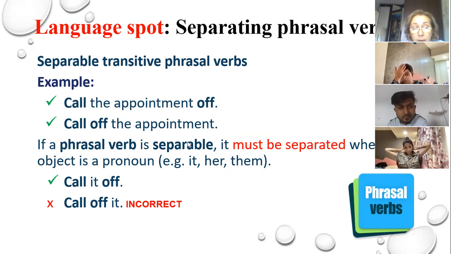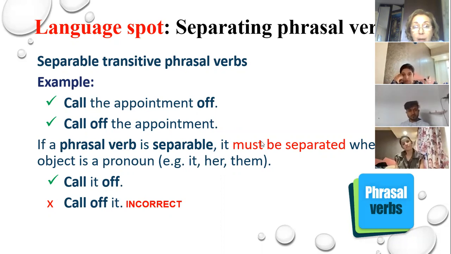This is correct. But if a phrasal verb is separable, it must be separated when its object is a pronoun. If we replace the appointment with it, it should be call it off. We can't say call off it. So the pronoun should be between the verb and the particle.